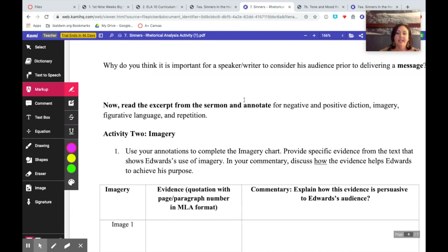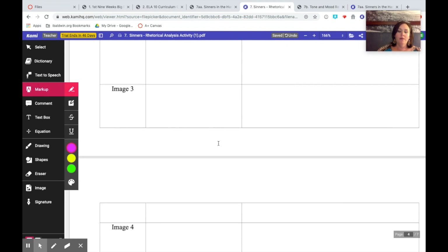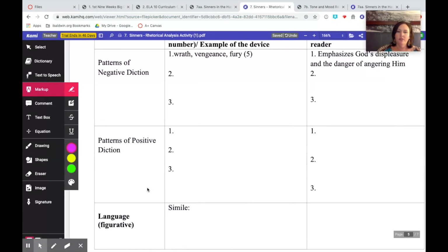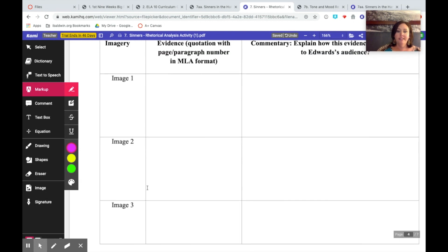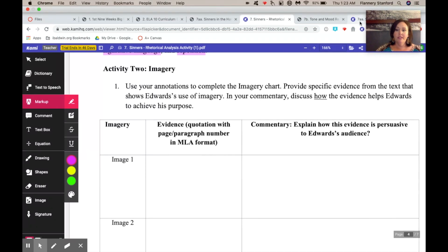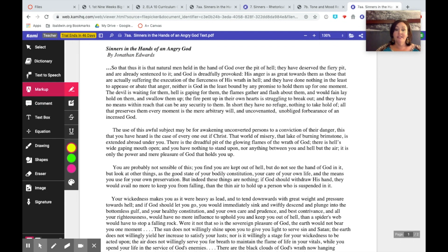As they read, they're asked to annotate 4 specific items: negative and positive diction, imagery, and figurative language, and repetition. And so the best way to do this is to kind of scaffold it for them. So maybe go through and look for at least one of these things for each chart to kind of help students begin to fill this information in. So for example, the first thing that they're asked to find is an image, and then they need to explain how this evidence is persuasive to Edwards's audience. So if we go to the text, it's pretty easy to find images in this one. If you're not familiar with this sermon, it's very, very rich in imagery.